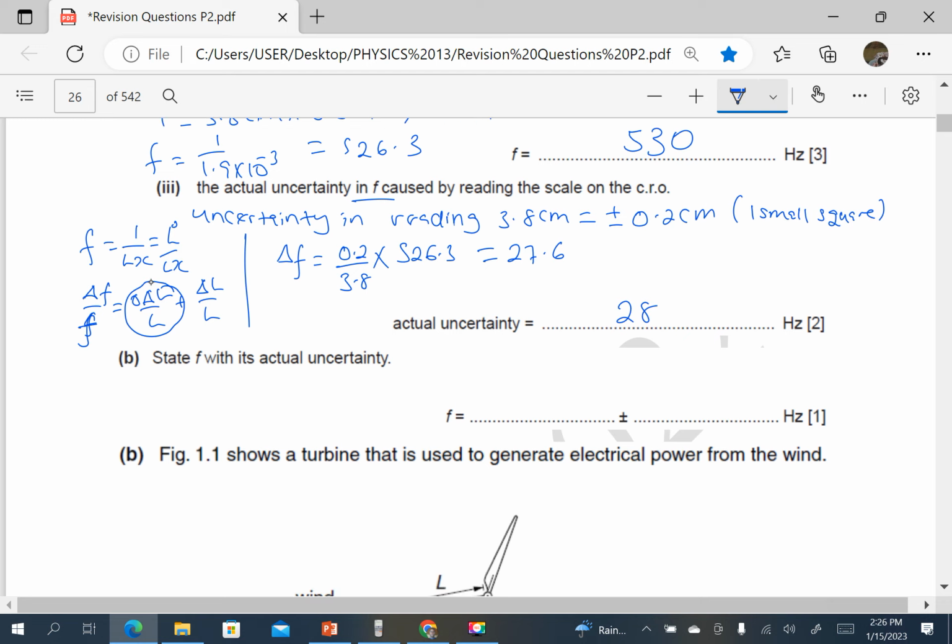Then state F with its absolute uncertainty. This uncertainty must be written to one significant figure. Writing 28 to one significant figure, it is 30. So the absolute uncertainty is approximately 30. So F is going to be 530 plus or minus 30. Same number, both ending with 10.